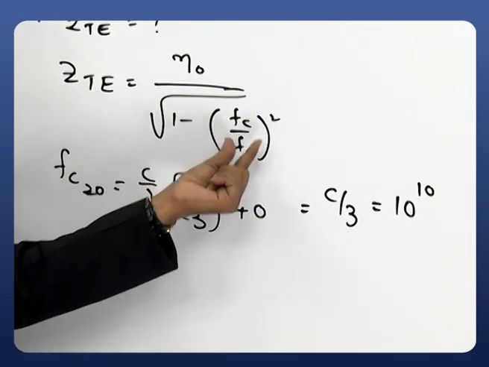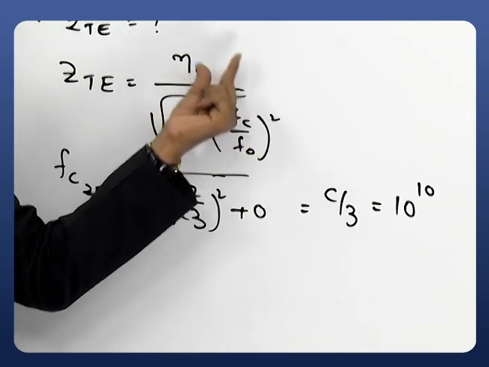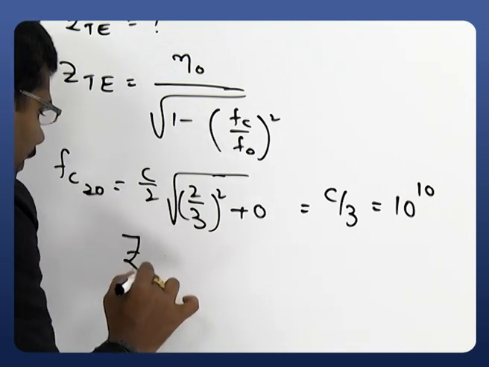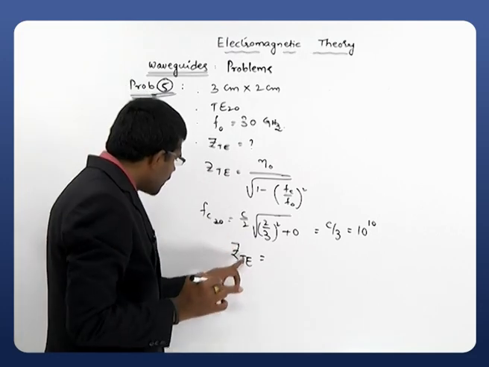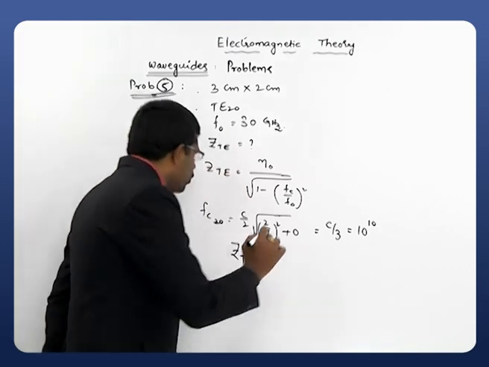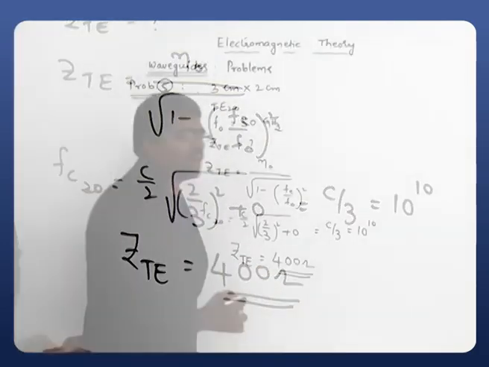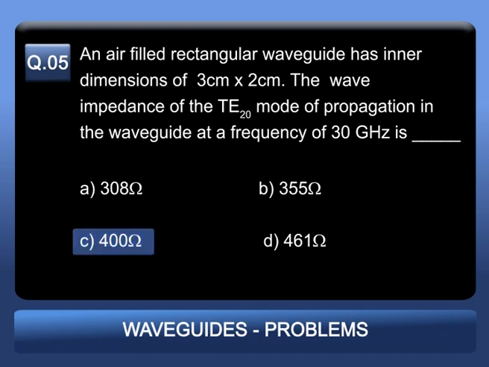Fc is available, F0 is available, eta naught is equal to 377 ohms, and substitute all these things. Then approximately the intrinsic impedance, it's not intrinsic impedance, wave impedance. The wave impedance for TE20 mode is approximately 400 ohms, and this is available in option C. So option C is correct.